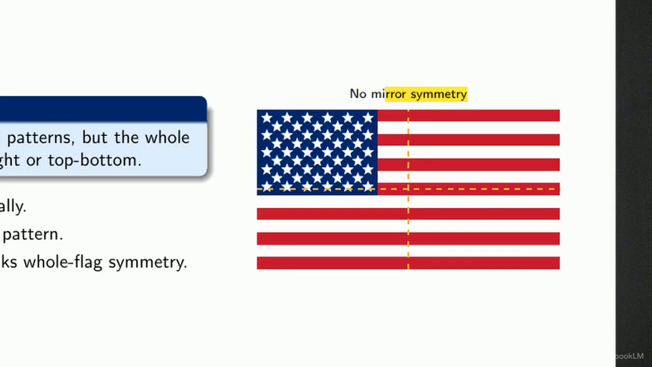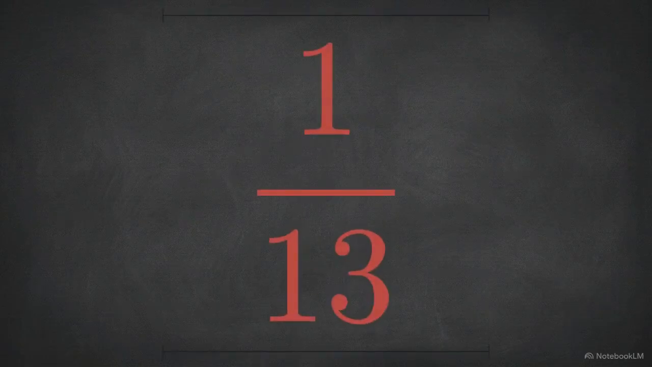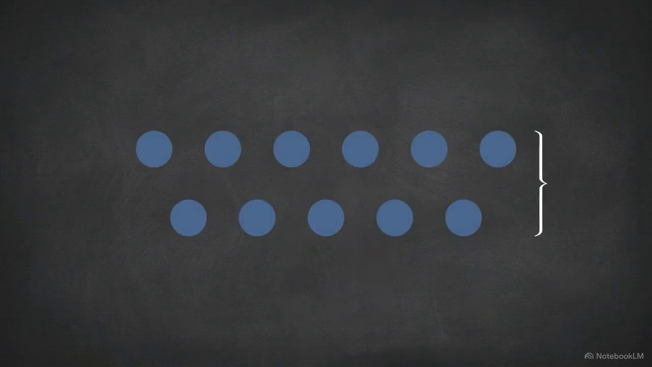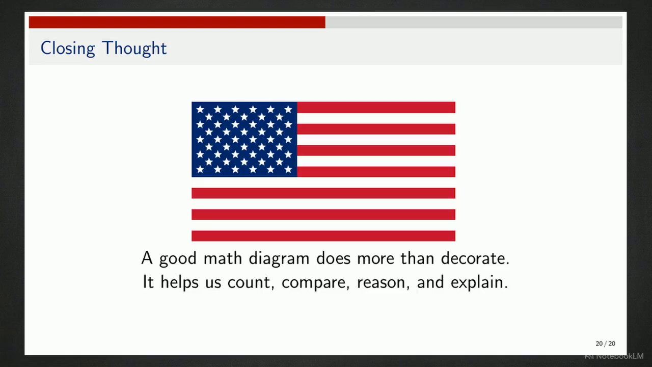By treating a piece of fabric as a rigid object, we've decoded unit fractions, exposed alternating sequences, and mapped out square numbers. This final thought summarizes the utility of technical drawings. A math diagram serves as a functional tool to count, compare, reason, and explain.